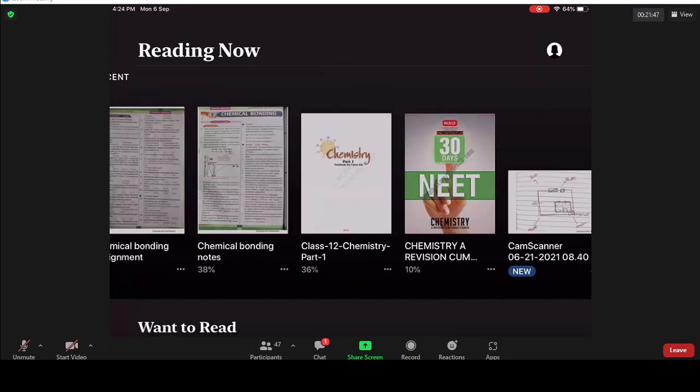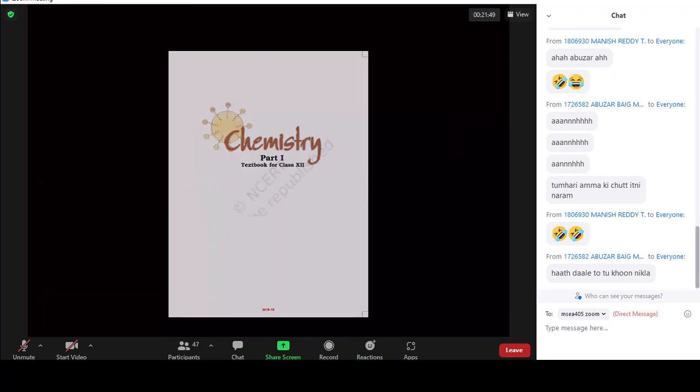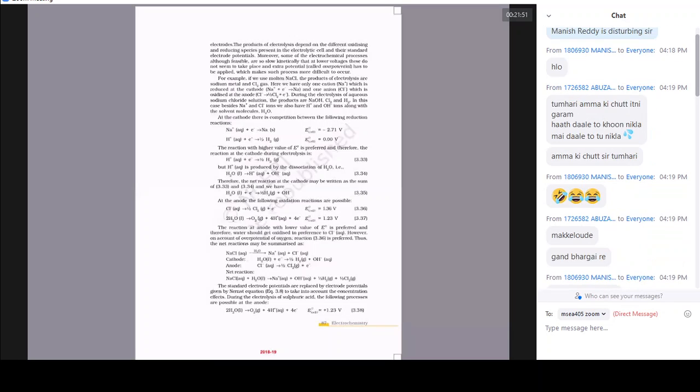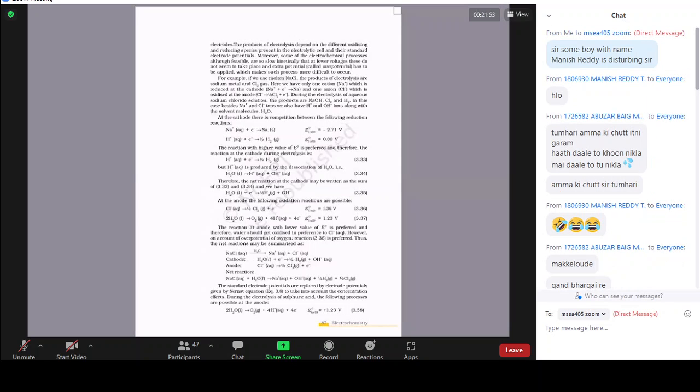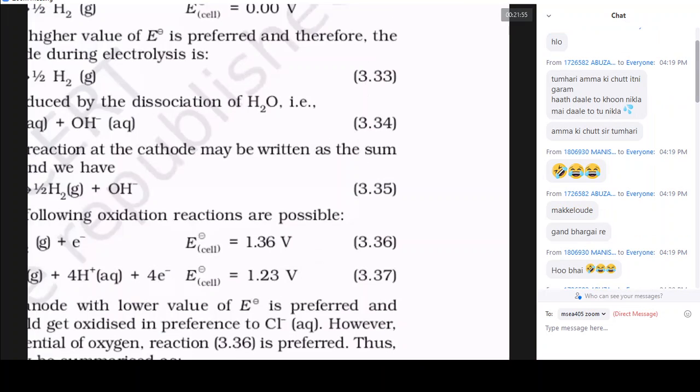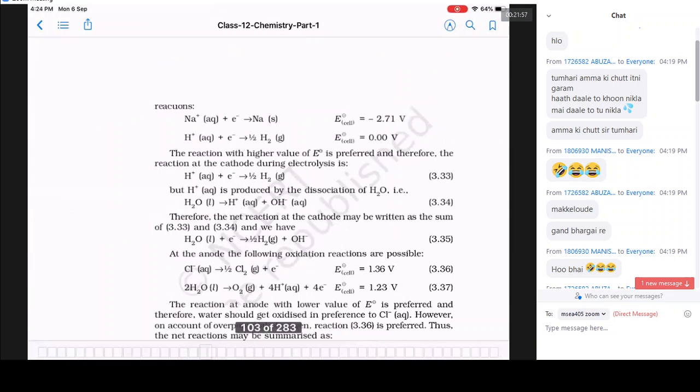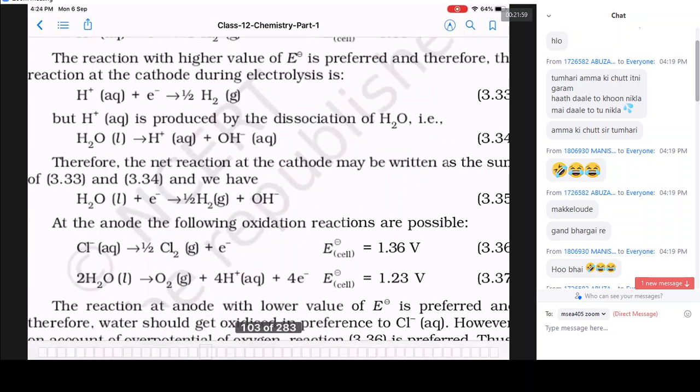What is the Nernst equation? It is the equation that relates cell potential with the standard cell potential. NCERT talks very little about it. Okay, sir? I want you to read NCERT thoroughly. We are opening the NCERT book right now.